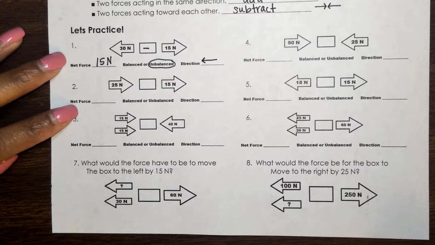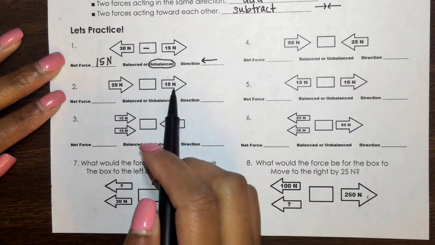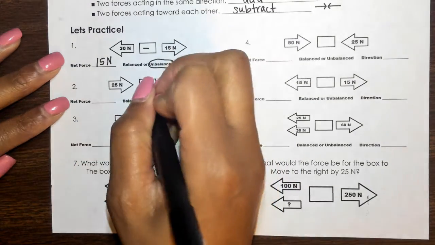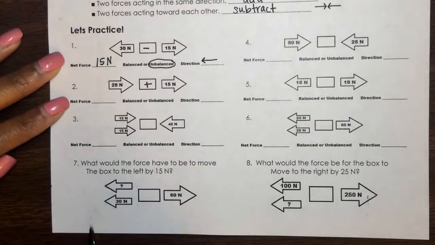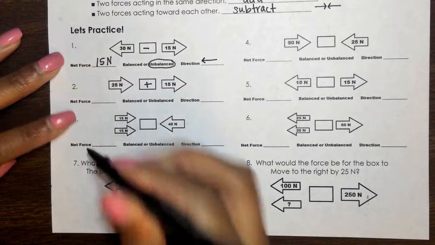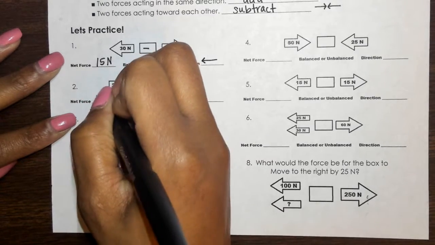All right, number 2, 25 newtons to the right and 15 newtons to the right. These are going in the same direction, therefore I'm going to add. And 25 plus 15 is going to be 40 newtons. Make sure you include your units.